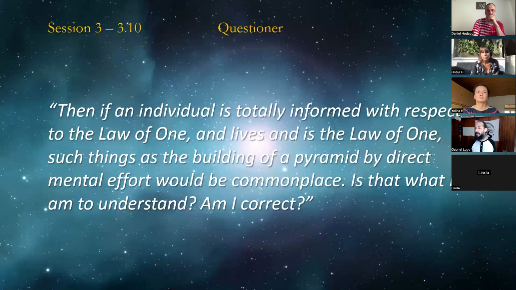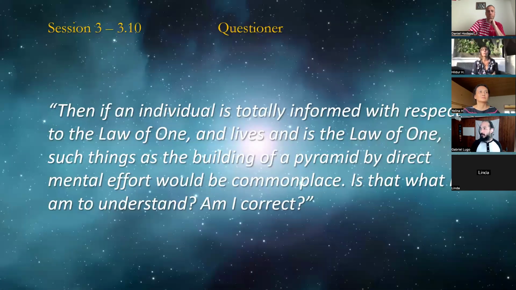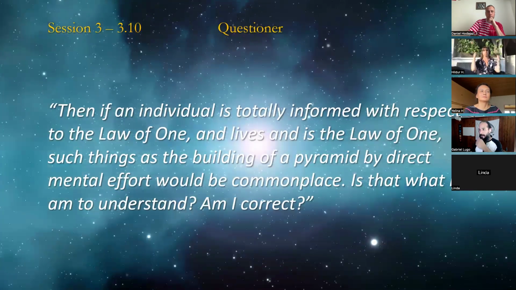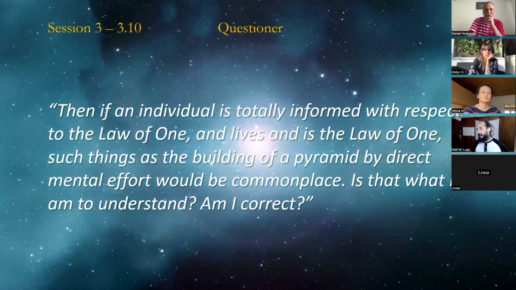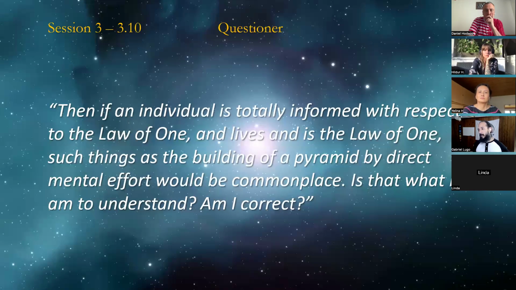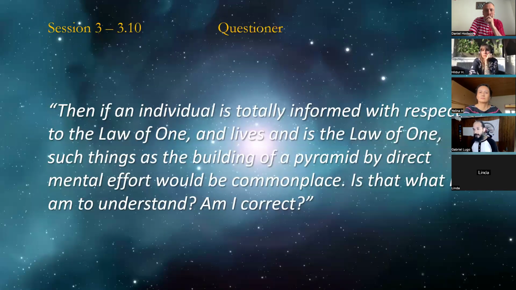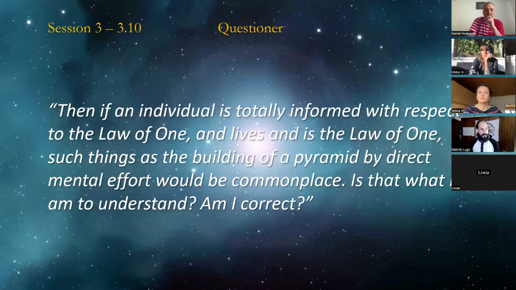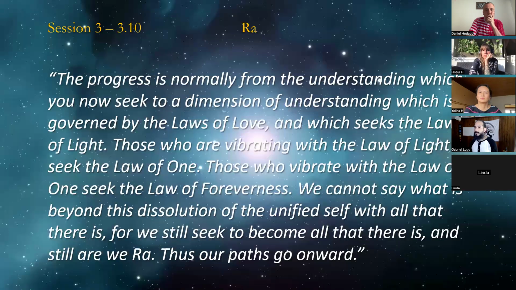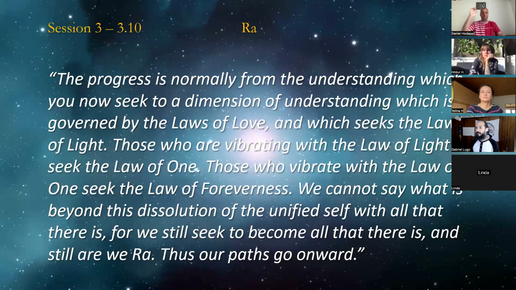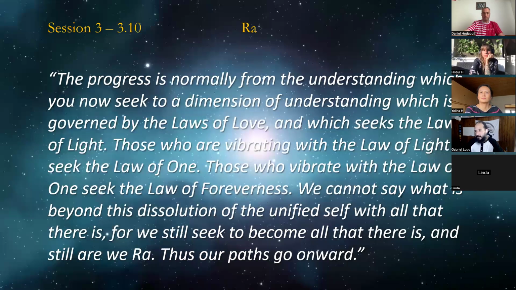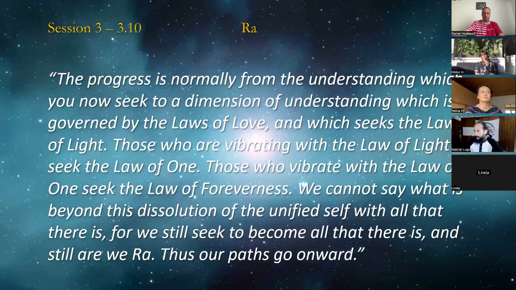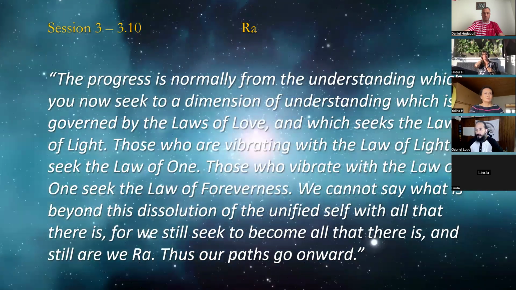Okay, so here Don is saying, then if an individual is totally informed with respect to the law of one and lives and is the law of one, such things as the building of a pyramid by direct mental effort would be commonplace. Is that what I am to understand? Am I correct? And Ra says, the progress is normally from the understanding which you now seek to a dimension of understanding which is governed by the laws of love and which seeks the laws of light.